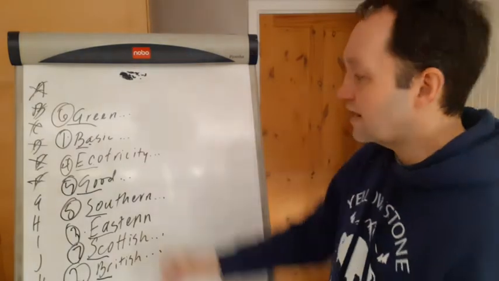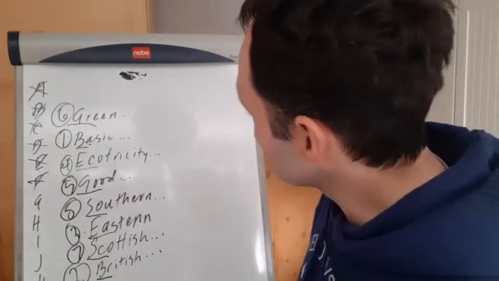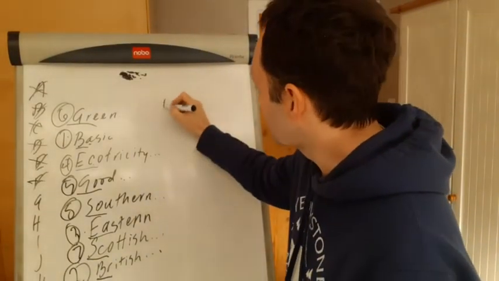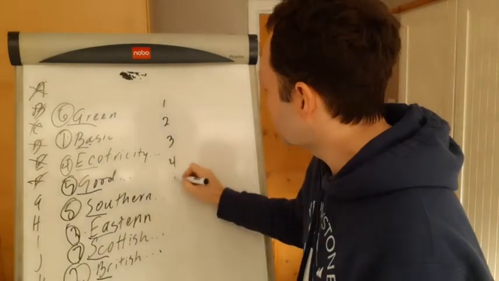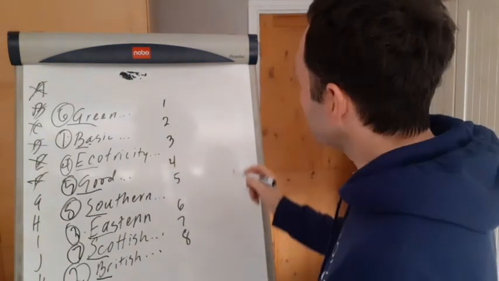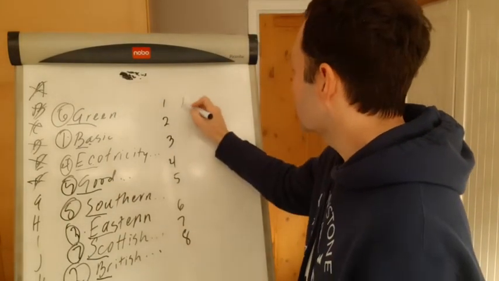So then once we have the alphabetical order, we can just leave it there if you like. We don't have to do anything else. Or if you want to be absolutely sure, you can put them in order. So we've got 1, 2, 3, 4, 5, 6, 7, 8. Okay, can you see all those? And then what we're going to do is put number 1 is basic.